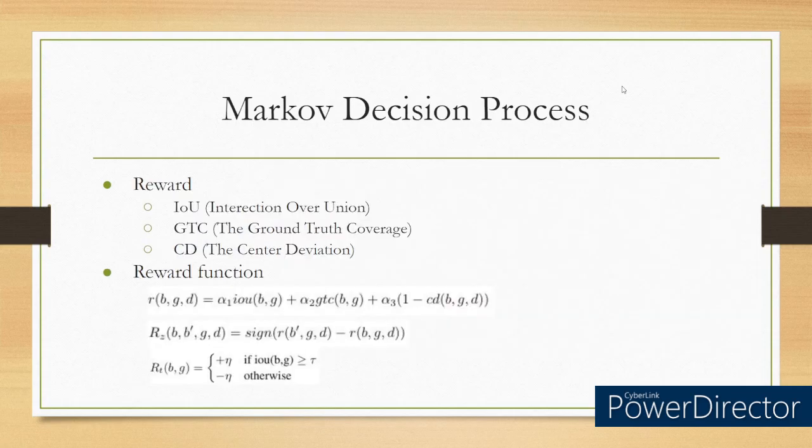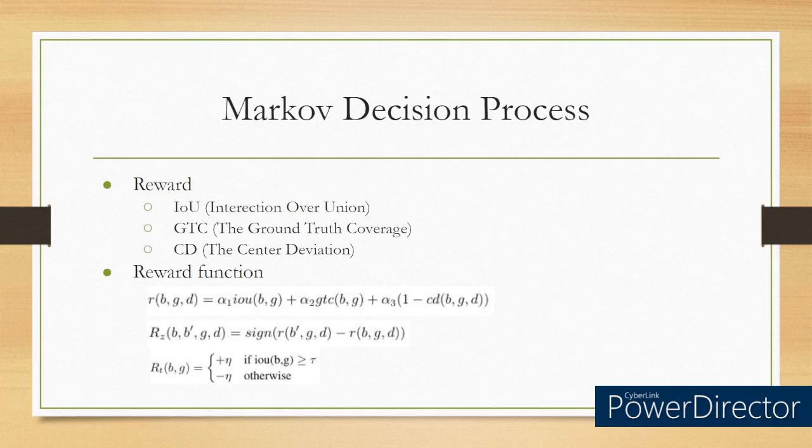The reward function in this paper uses 3 metrics. The first one is intersection over union, IOU. Using IOU alone as a zoom reward often doesn't lead to favorable zoom actions. Therefore, 2 additional metrics are considered: GTC and CD.